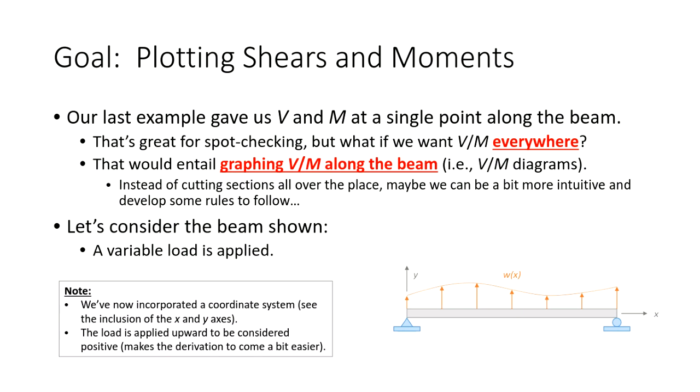Now the load, it doesn't really matter what it is. I'm just going to say it's variable. But there's a couple points I want to emphasize. Number one, there is a coordinate system. So you can see we have our X and Y axes there on the beam. And I have the load applied upwards. The reason is, look at your coordinate system. The idea is that Y going upwards is positive, so the loads are positive. It just makes the rules that we develop later a bit easier.